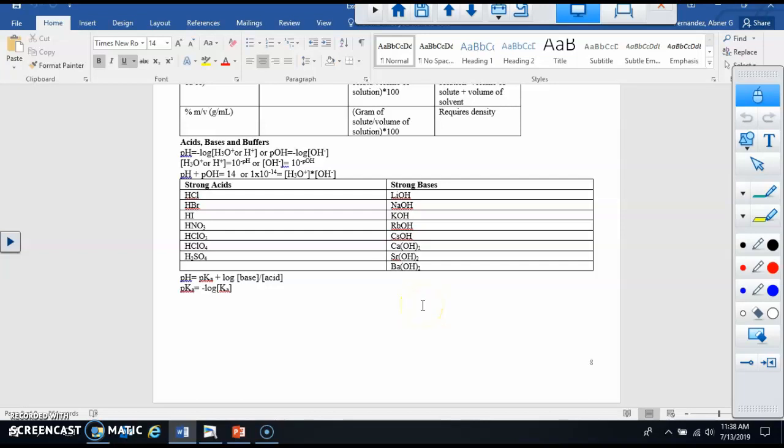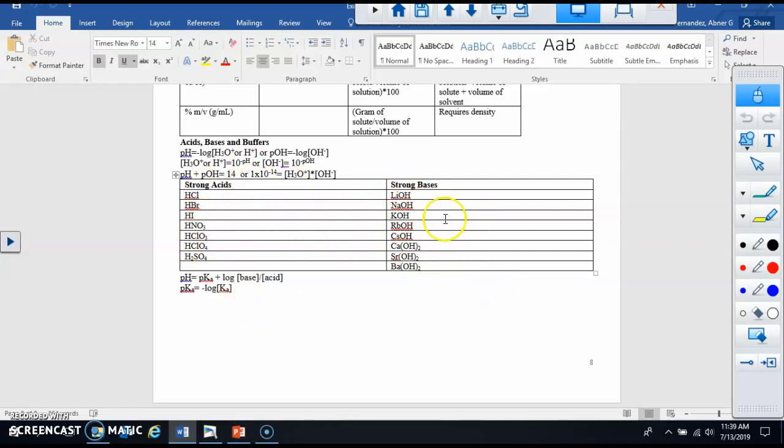So in this lecture video, we're going to be talking about buffers. But before we cover buffers, which is weak acids and weak bases with their conjugate bases and salt, I need to make sure that you're aware that there's a list of strong acids and strong bases in your exam reference sheet, which is on page 8 here.